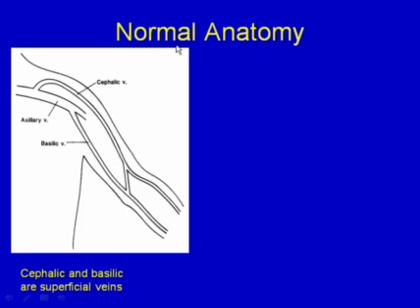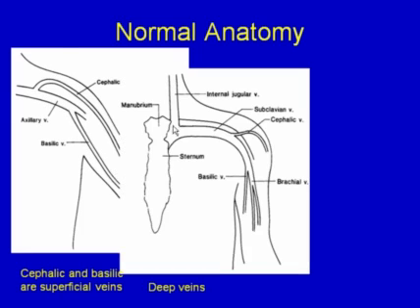So just a reminder of the normal anatomy: the cephalic and basilic veins here are superficial veins, so a lot of our lines are placed in here, in the cephalic or certainly in the basilic. So the clot that occurs on those lines is considered a superficial clot until it travels into the axillary vein. The deep veins include the internal jugular, certainly the subclavian, the axillary, and the paired brachial veins.